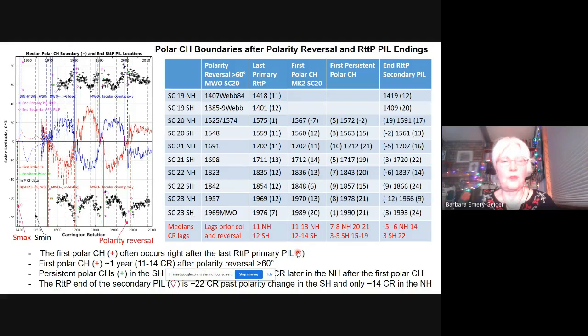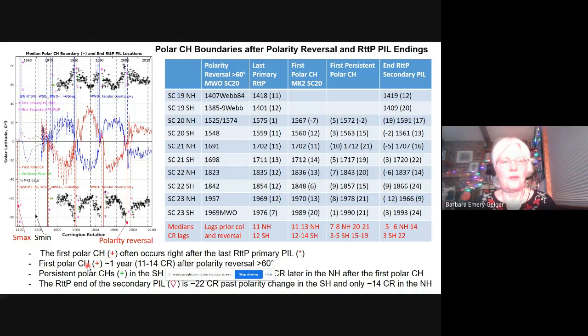So we have some questions here and some comments. The first polar coronal hole often occurs right after the last primary pill rushes off to the pole. And you can see that here. So this is one different, this is one different, this is one different, this is the same time, and this is one different. So it's really quite common. As soon as the pill clears itself away in the polar region, then the coronal hole comes up, and it's a different polarity, of course.